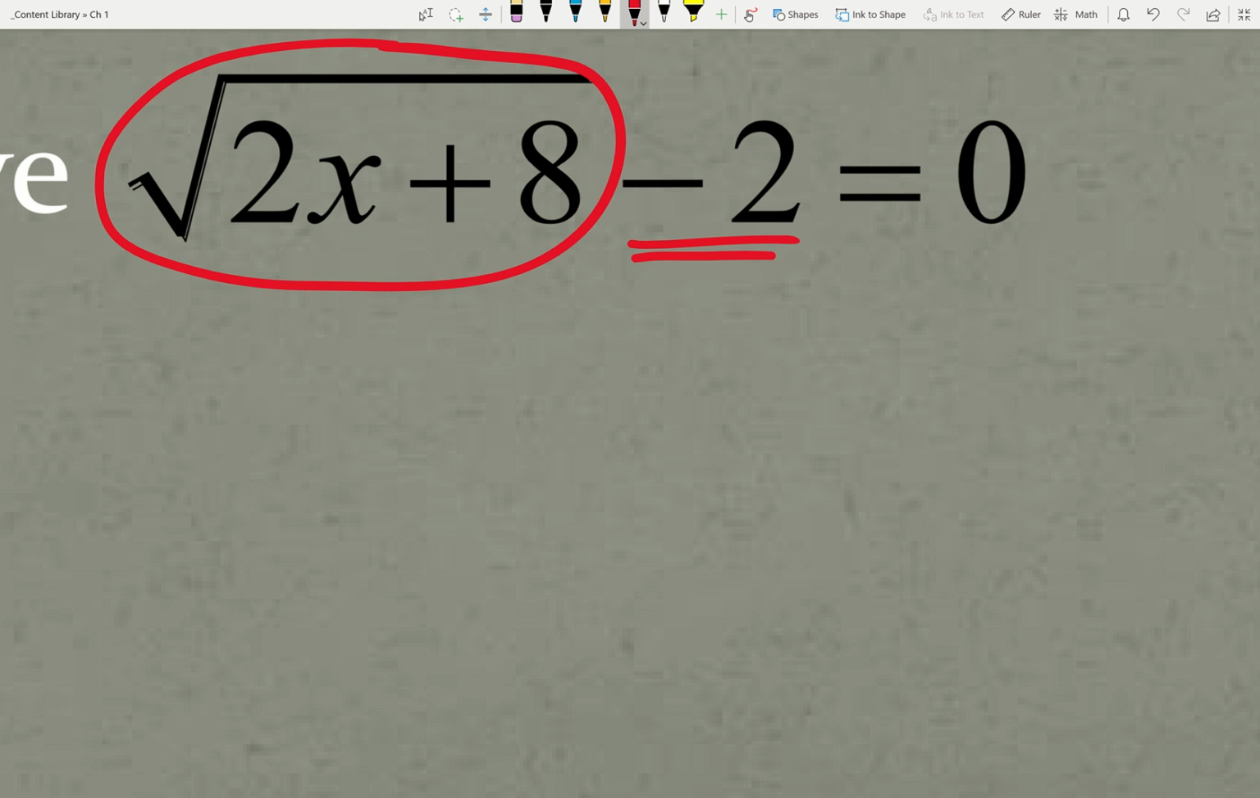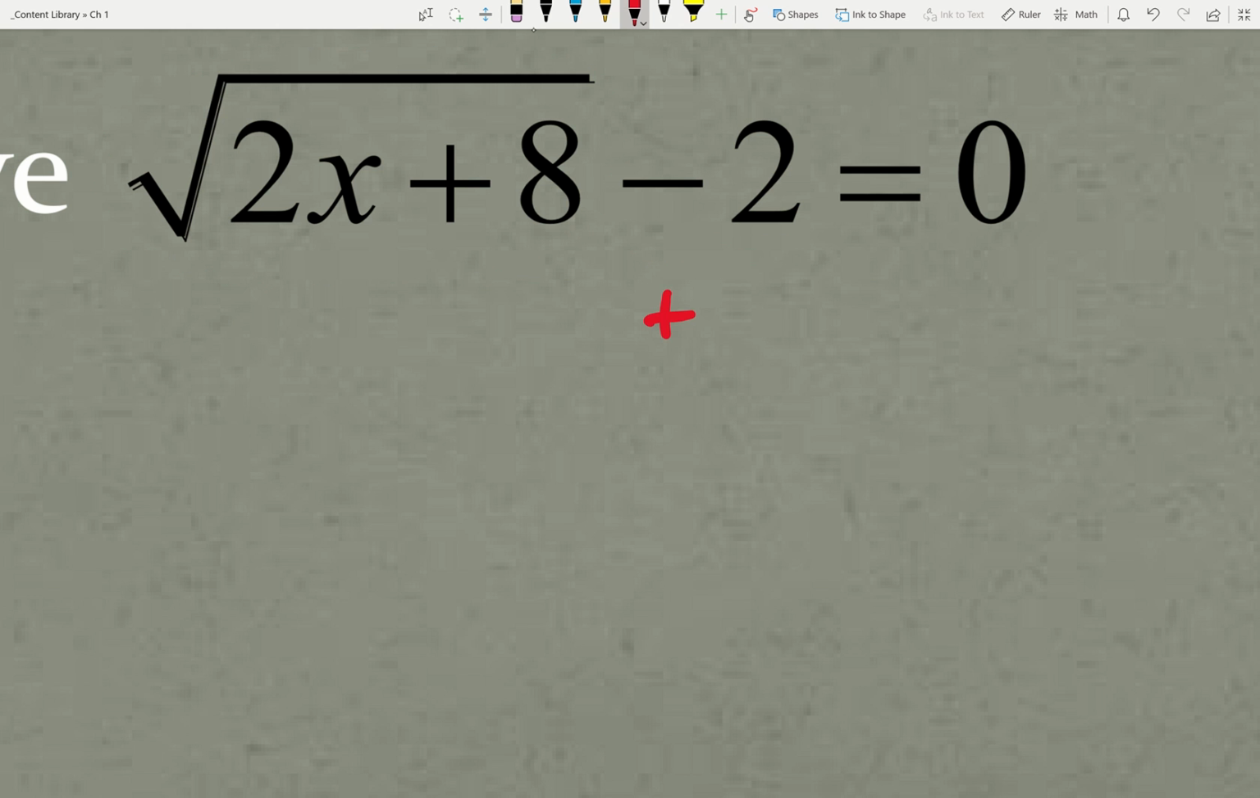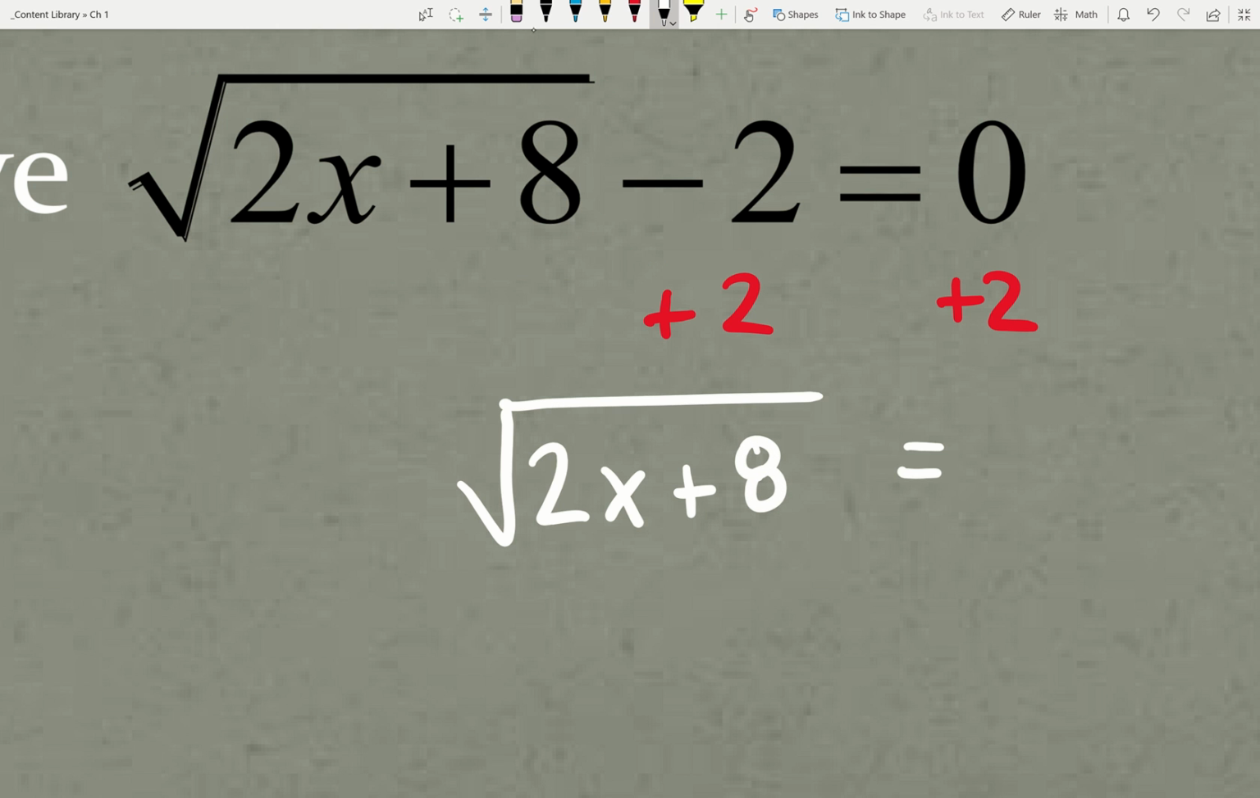So we have this minus 2 that's hanging out on the left-hand side that we want to go ahead and undo. And we're going to just simply do that with inverse operations. So we're just going to go ahead and add 2 to both sides. And that's going to leave us with the square root of 2x plus 8, and that is equal to 2, okay? It's at this point that we would want to go ahead and square both sides. So we would want to go ahead and square the left-hand side, square the right-hand side.